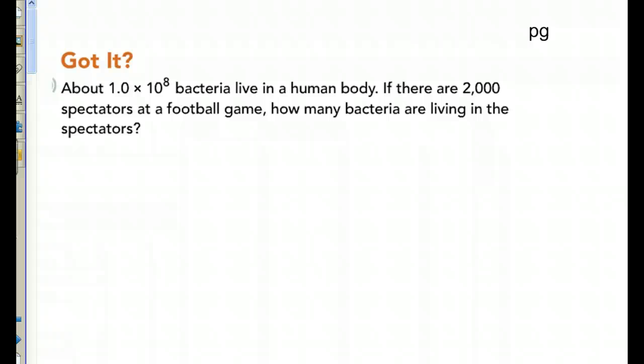This is on page 89. And now we are working on some word problems. So the key here is going to be which operation do they want us to use? We have to figure that out.